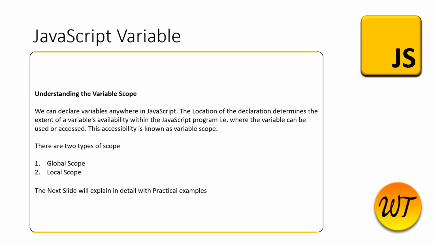Understanding the variable scope. We can declare variables anywhere in JavaScript. The location of the declaration determines the extent of a variable's availability within the JavaScript program, i.e., where the variable can be used or accessed.